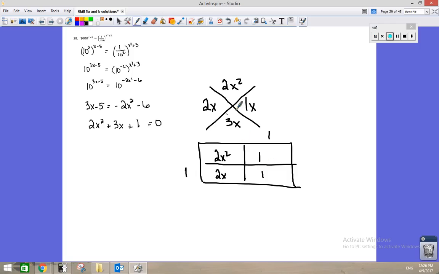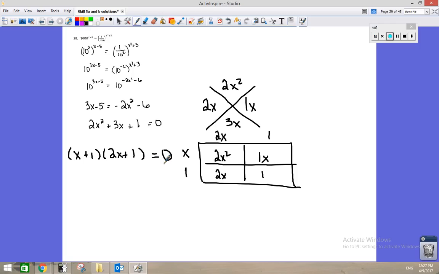Yeah, I forgot that x right there. I was trying to say, wait a minute, what's going on here? Along this top row, this has an x in common. And here this has a 2x in common. Alright, so this trinomial factors to x plus 1 times 2x plus 1.